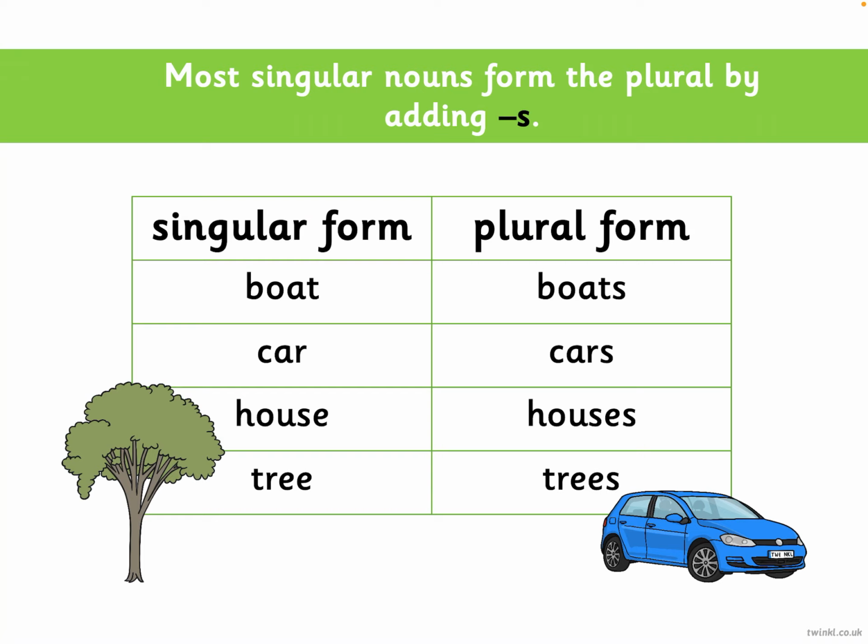Car. If there's more than one car, we add an S to make cars. House. If there's more than one house, we add an S to make houses. Tree. If there's more than one tree, we add an S to make trees. Super simple, right? You will have known this since probably you were in nursery without even realising.